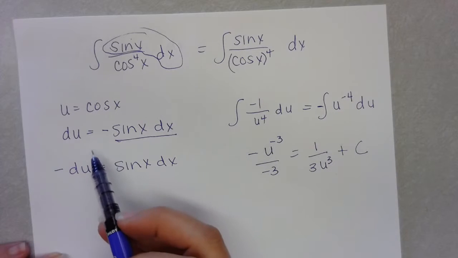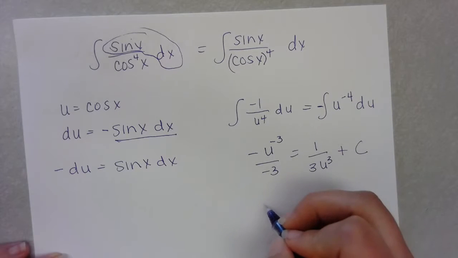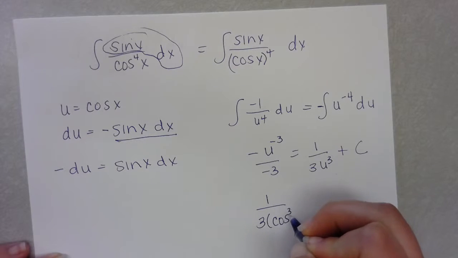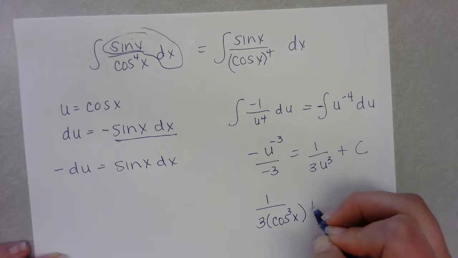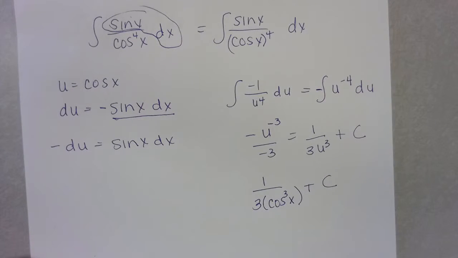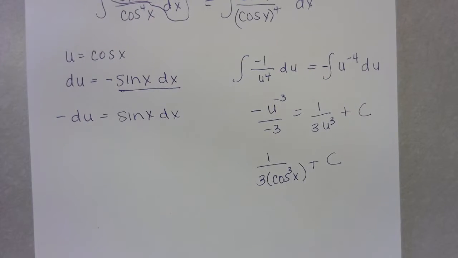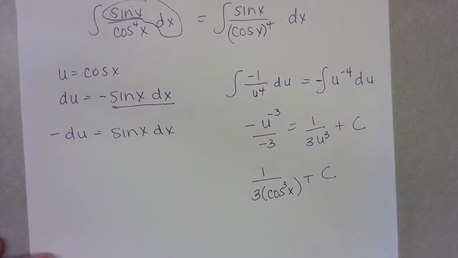Now we didn't, of course, start out with u, so we have to replace that. So it's 1/3 times cosine cubed of x plus c. All right, let's do another example.